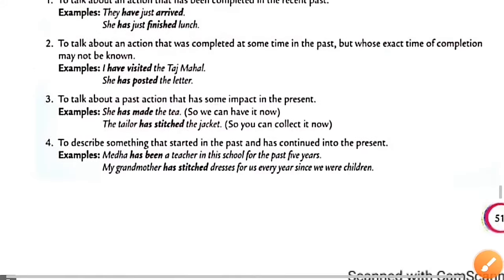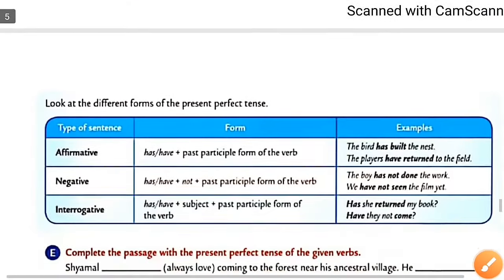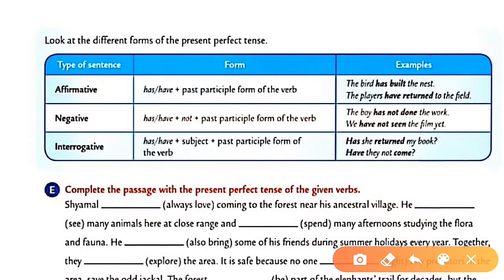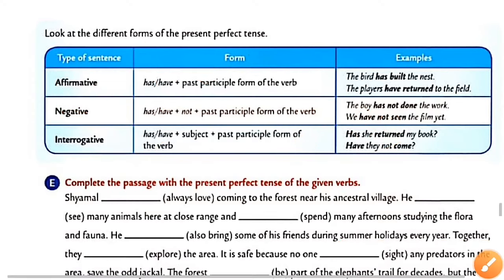Okay guys, move to next, number four. To describe something that started in the past and has continued in the present. Like Medha has been a teacher in school for past 5 years. Has been, you have to use. Move to next, guys. The form of present perfect tense is, as I told you, has or have, according to subject, we have to use. And verb third form, ed or en form, we have to use in sentence. Okay, move to next, e part.